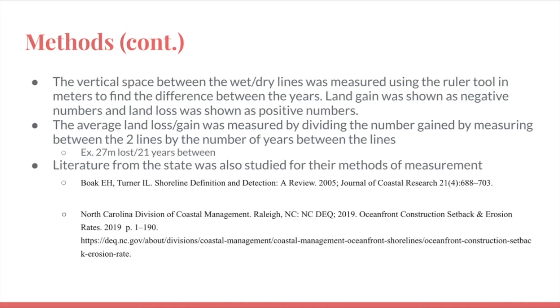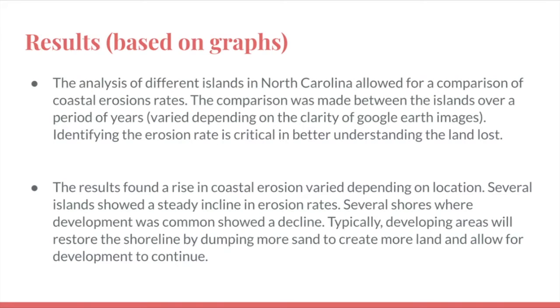Literature from the state was also studied for their methods of measurement. The analysis of different islands in North Carolina allowed for a comparison of coastal erosion rates. The comparison was made between the islands over a period of years, which varied depending on the clarity of Google Earth images. Identifying the erosion rate is critical in better understanding the land lost.